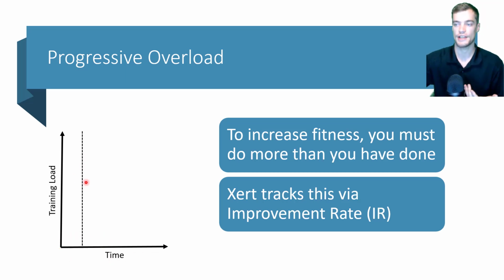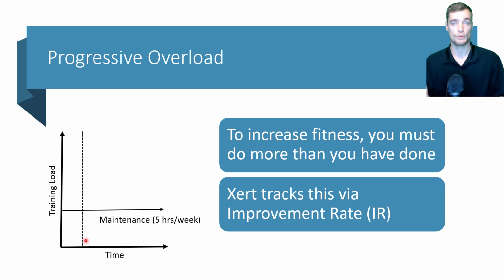We'll say that this dashed line represents today, and we'll have an example athlete who, say, rides 5 hours per week every single week. As we look at their training load over time, we see no change. They're going to continue to ride their 5 hours per week every single week, and so we would expect that they neither gain fitness nor lose fitness. They're going to simply maintain.